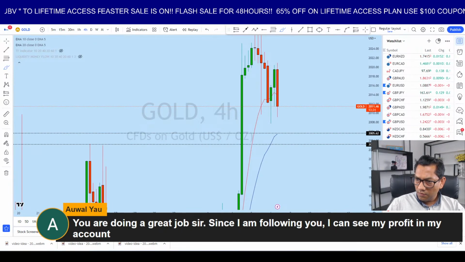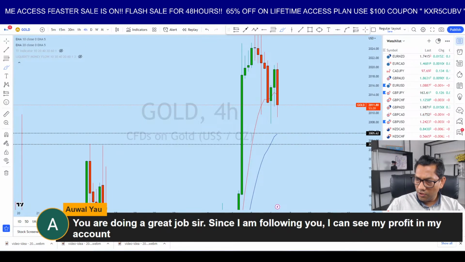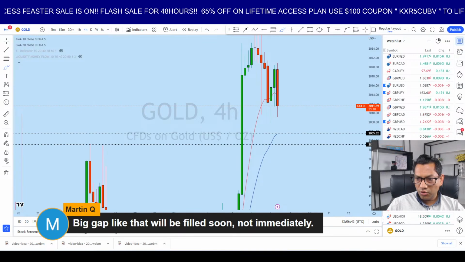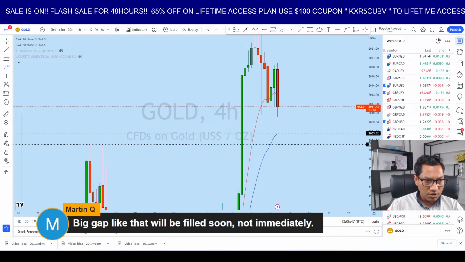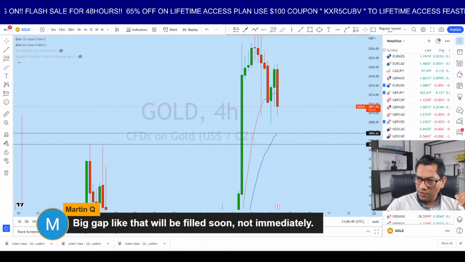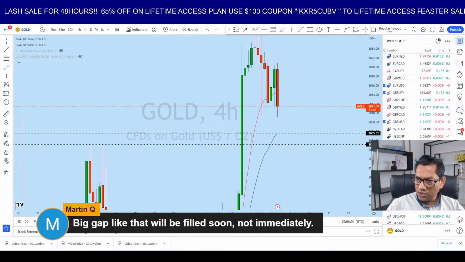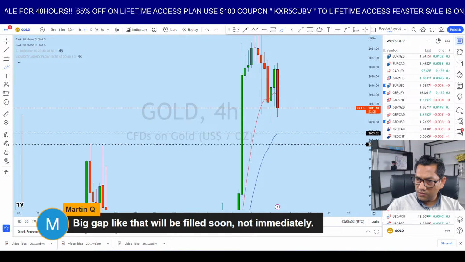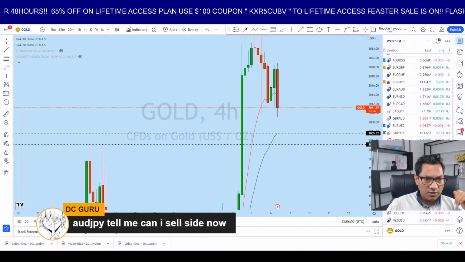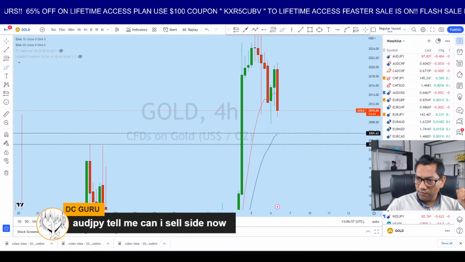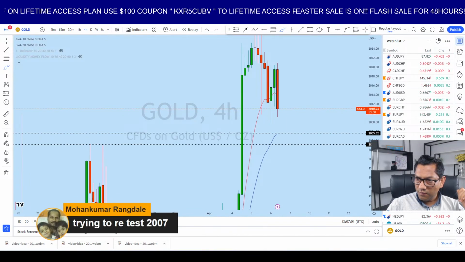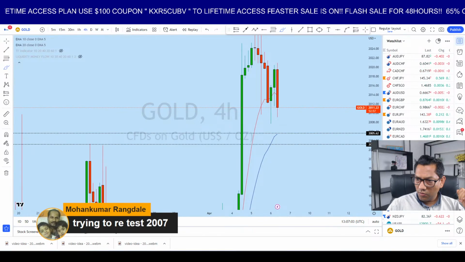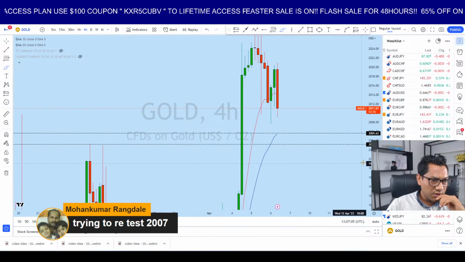Martin, a big gap like that will be filled soon, not immediately. Yeah, sure, that's what it is. When you say the big gap, okay, it should be filled. Aussie yen, tell me, can I sell side now? Aussie yen, I'll be looking at. Yeah, trying to retest 2007. Kumar, yeah, I think the 2007 level.